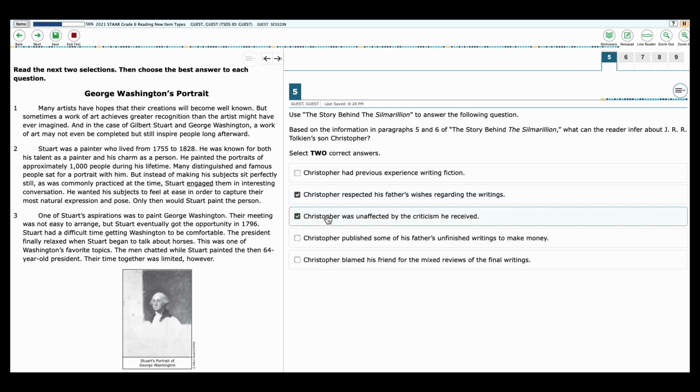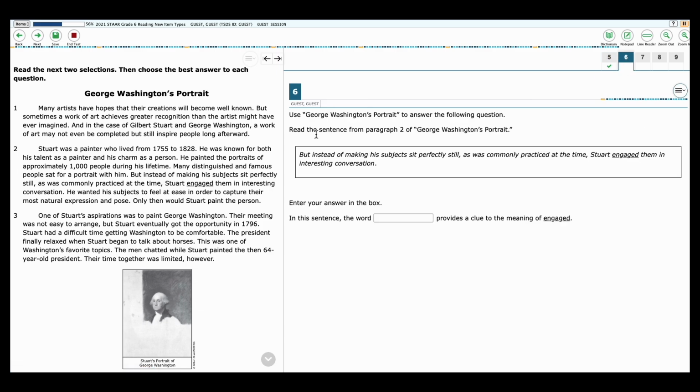So this question is worth 2 points. And this is an inference question because you have to infer these and they're not directly stated in the text. Now let's move on to question 6. Question 6 is a text entry where you just have to answer like a single word or a few words.